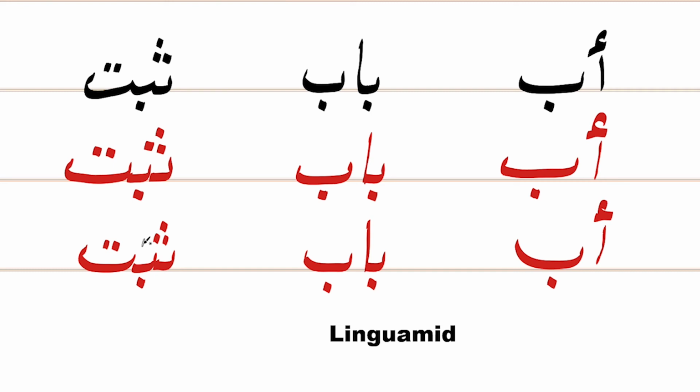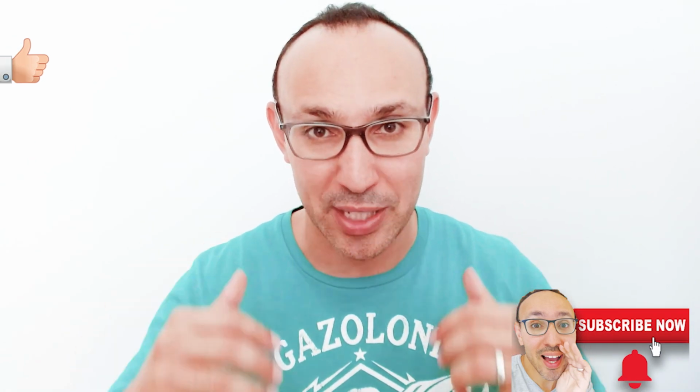This is how we write ab and bab and ثبت. So we learned together how to write three important words. We wrote the word ab, which is father. We also wrote the word bab, which is door. ثبت, which is the past tense of يثبت, which is to stay on something. Okay, persist or stay on something. So ab and bab and ثبت. Okay, so this was very easy, and I hope that you like this episode.